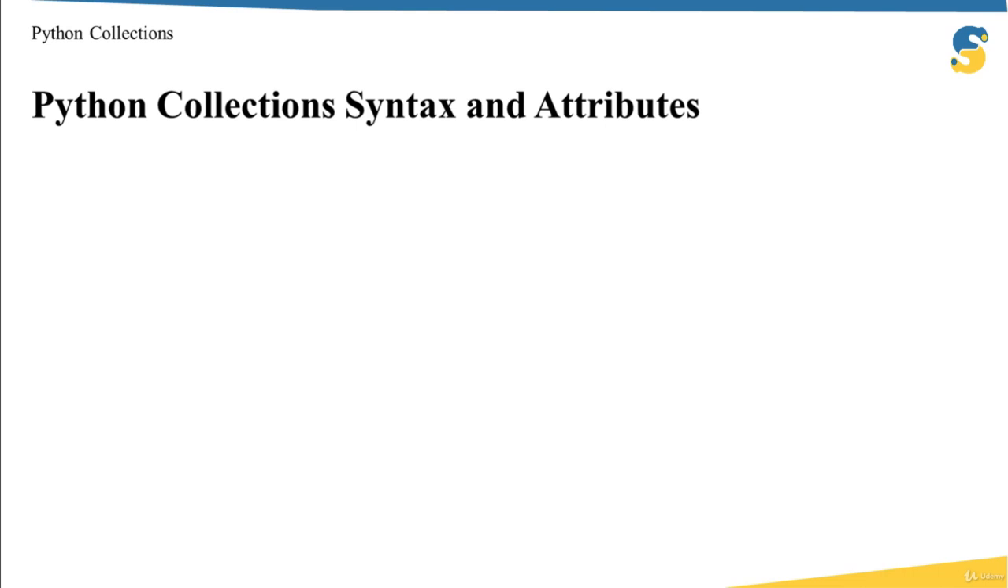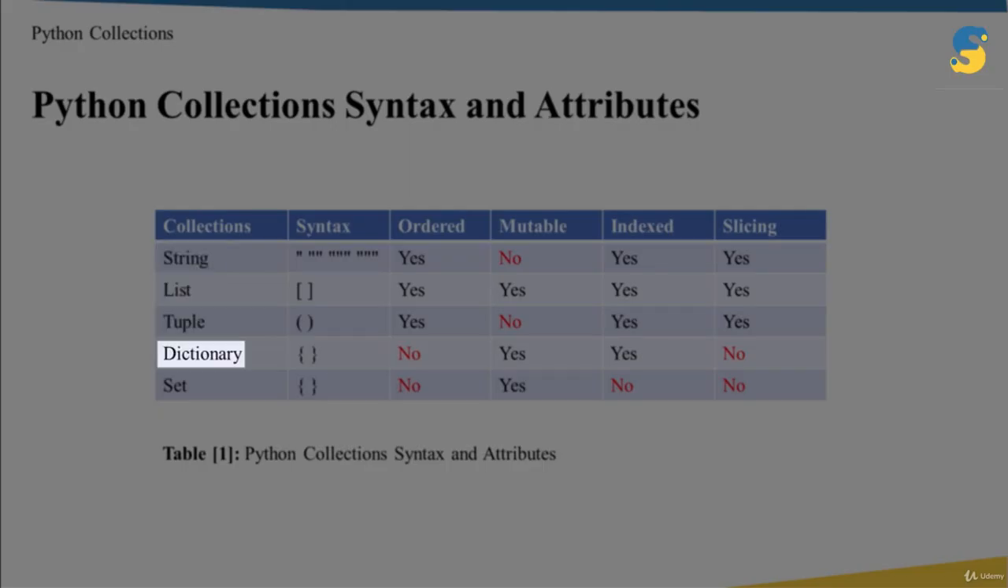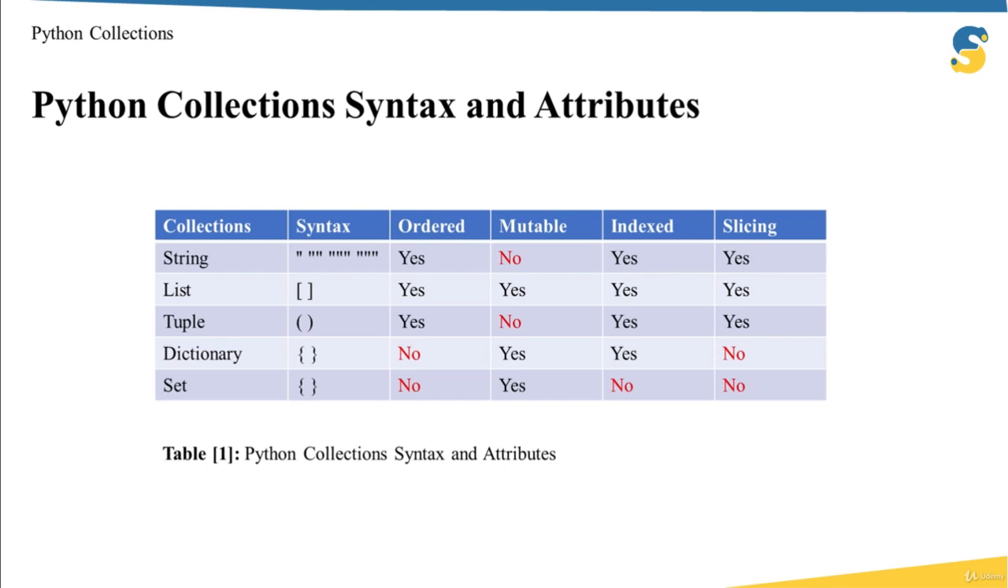Before I end this lecture, I want to show you this table. This table summarizes all the details about all the collections in Python, which are string, list, tuple, dictionary, set. As you see here, I use, for example, quotes to define string, square brackets to define list, parentheses to define tuple, curly braces to define dictionary and set. And as you see here, I show you which one of these collections are ordered or mutable, indexed, supports slicing or does not support slicing.